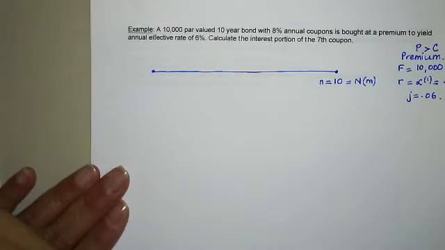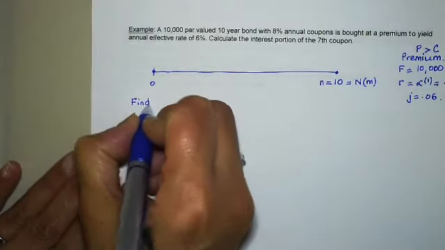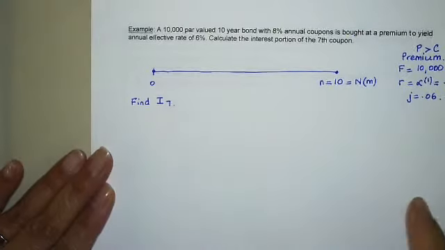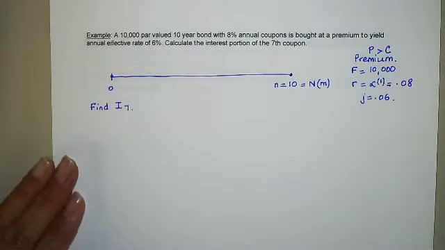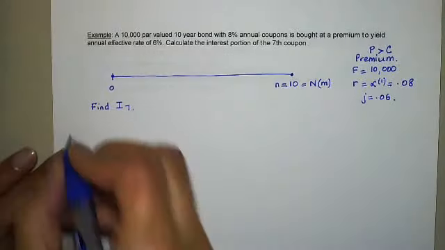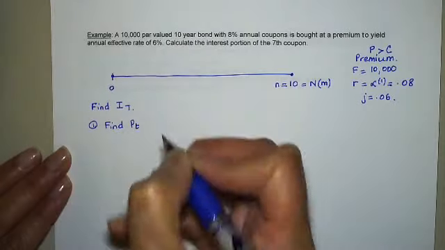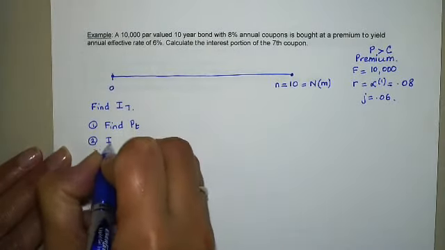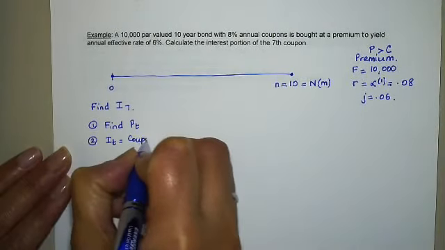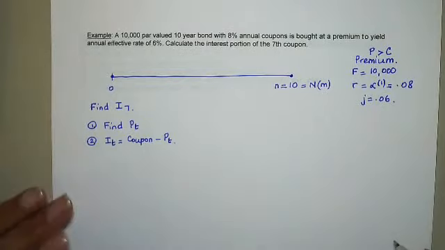Calculate the interest portion of the 7th coupon. I7. Find I7. What do you say? How about we find P of T, because we have a formula for P of T, and then next we find I of T equals coupon minus P of T. Agree? What's the formula for P of T?